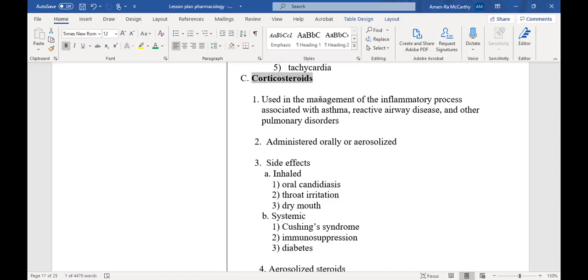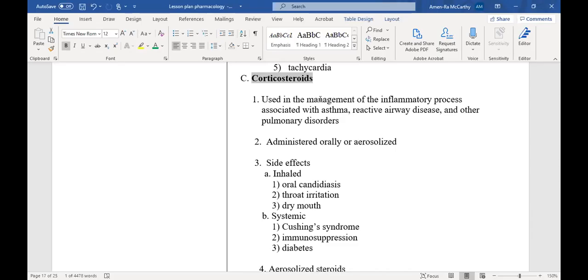I have. Yes, thrush is in your baby, right? Sometimes our babies have that white stuff in their mouth. That's thrush. Okay, it can be painful. It's just like fungus in the mouth. That's thrush. So that's oral candidiasis. If you don't tell your patient to rinse their mouth out after they take a steroid, they could develop thrush. Okay, throat irritation is another one of the inhaled side effects of inhaled steroids.